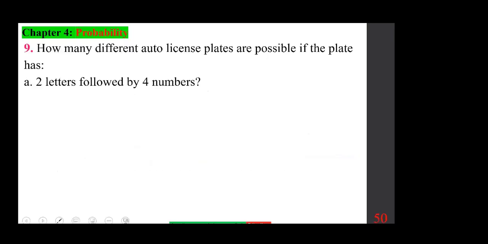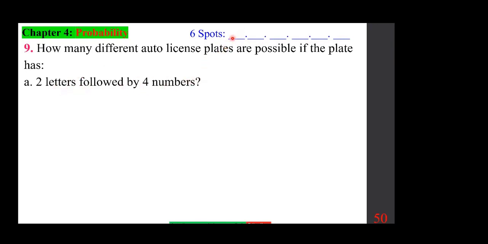How many different license plates are possible if the plate has 2 letters followed by 4 numbers? So what is important is to really understand this counting problem. So we have how many spots? 6: 1, 2, 3, 4, 5, 6 in general. 2 letters. So we have 26 letters. I don't see any restrictions.